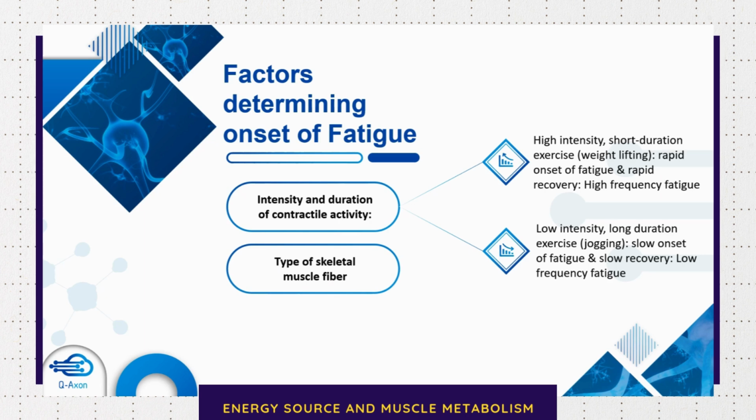Now the other important factor determining the onset of fatigue is the type of skeletal muscle fiber involved. So if it is a fast glycolytic fiber like the eye muscles, then though the contractions are rapid, the onset of fatigue is also very rapid. On the other hand, in case of the slow oxidative fibers, they can sustain an activity for a longer duration of time. Finally, the fitness of the individual also matters. For example, if you have an elderly individual or somebody with diseases or other conditions such as arthritis, heart disease, etc., then they may undergo rapid onset of fatigue.